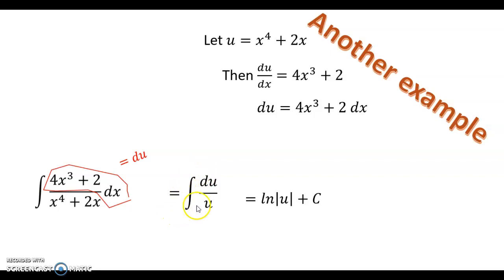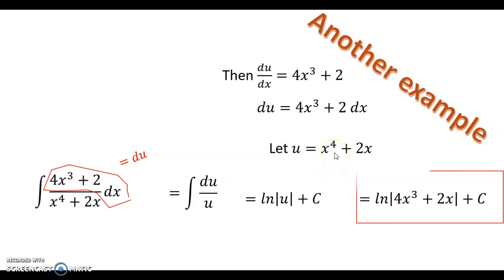That'll give us the indefinite integral of du divided by u, which is the natural log of the absolute value of u plus c. And then we're going to put that, whatever u is, back in. We put a box around it, we're done.